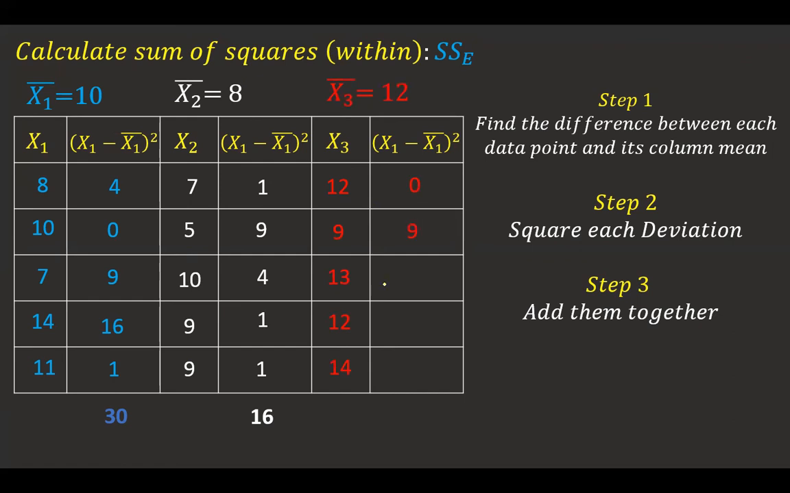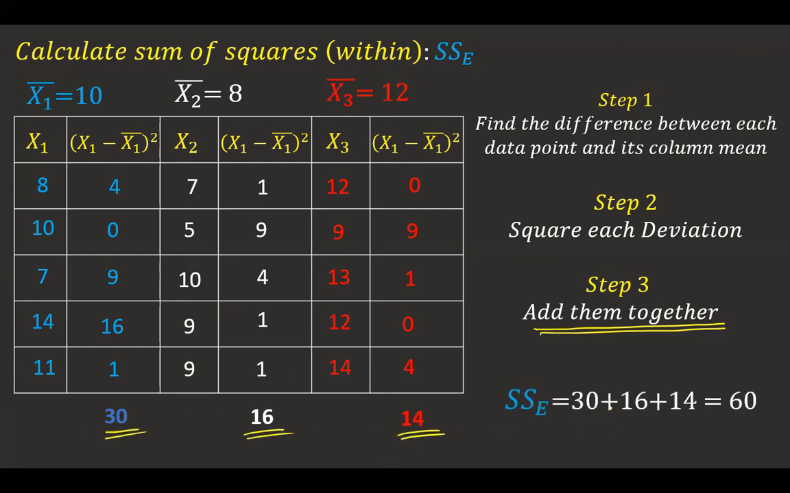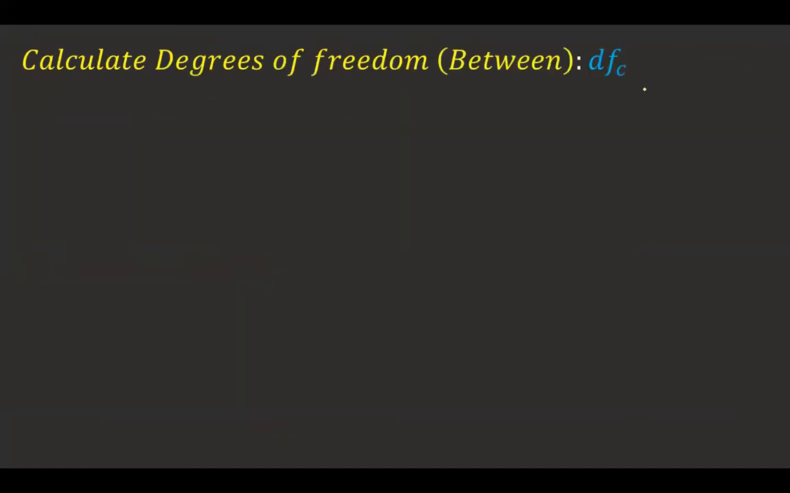So 13 minus 12 is 1, and 14, 2 square is 14. Now, once it is completed, I'm going to add them together. So I'm going to add all these values here. 30, 16, 14, I'm going to add it. It comes around 60 here. So both the things are calculated.